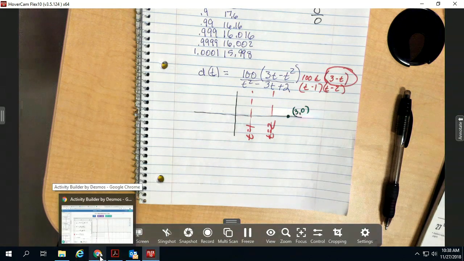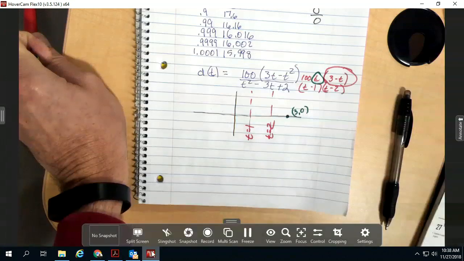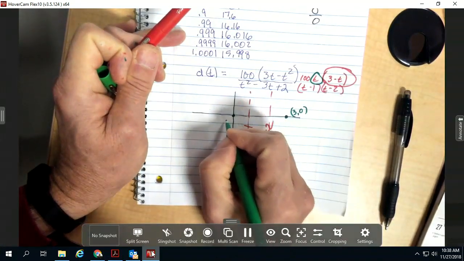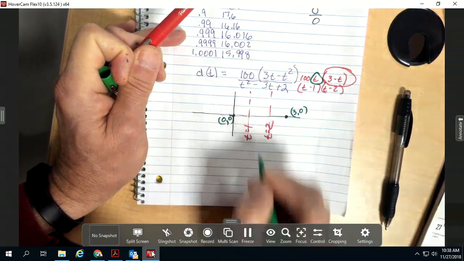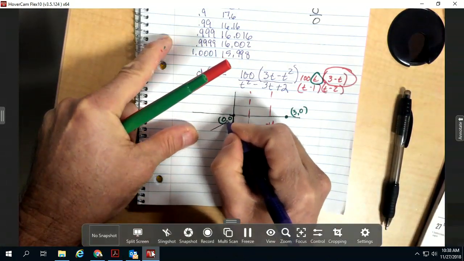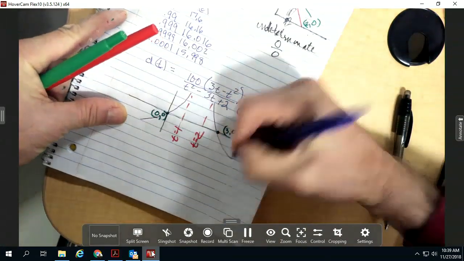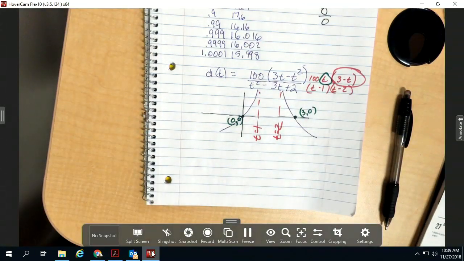So those are 3 parts of the graph that I can get automatically. It goes through 3. Oops, I missed the other one. It goes through 0 also. T equals 3, t equals 0. So the only thing that I don't know is that it goes up like this on this side of the asymptote, and it goes down like this on this side of the asymptote. Those are the 2 parts I don't know.